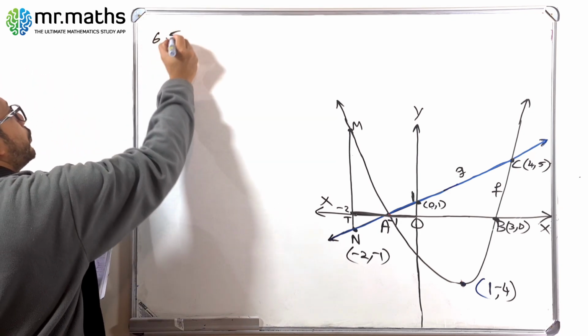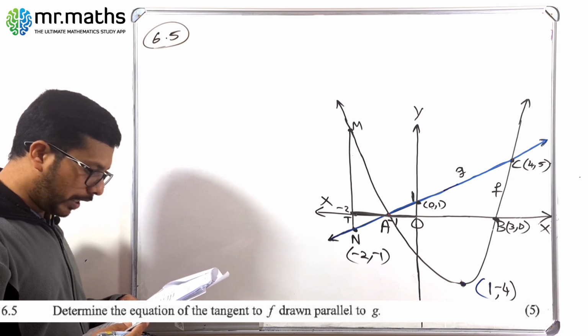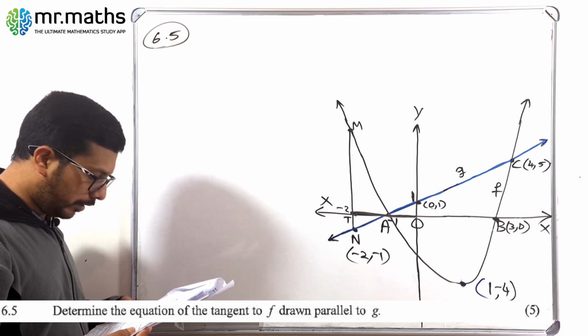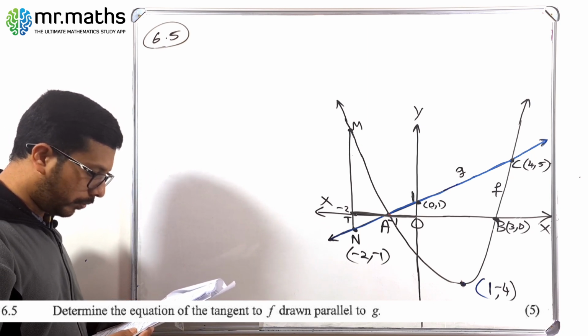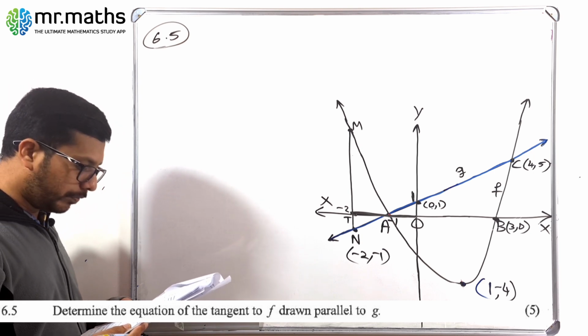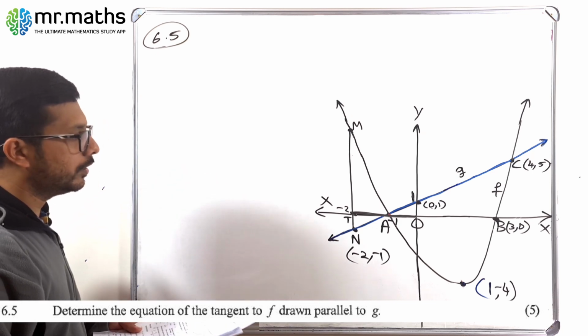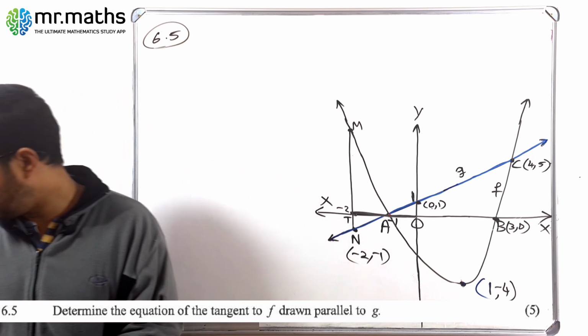Question number 6.5. What is that question? Determine the equation of the tangent to f drawn parallel to g. Wow. What is that question? Determine the equation of the tangent to f drawn parallel to g. What is the meaning of that question? Whoa.